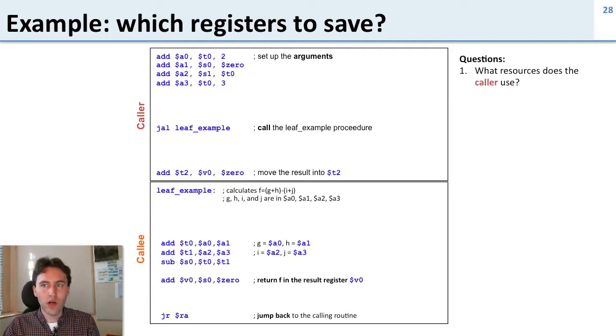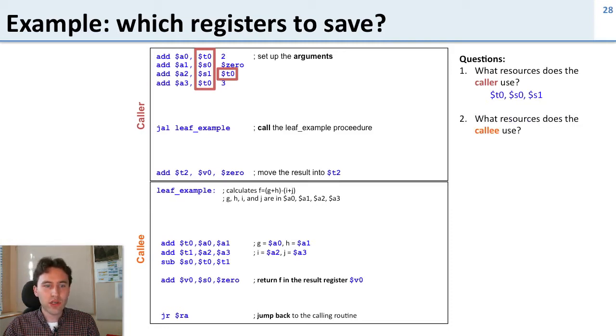So here's the question: what resources does the caller use? To answer this question, we need to look at which registers the caller is using. So we can see here they are. It's reading data from T0, S0, S1, T0, and T0. So that means that the caller is using those registers, T0, S0, and S1.